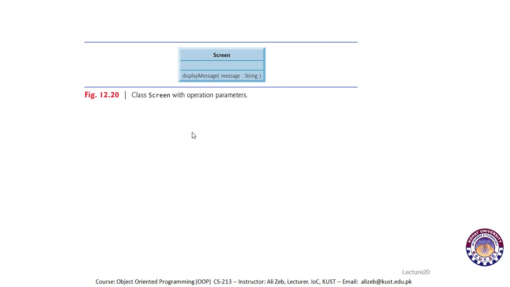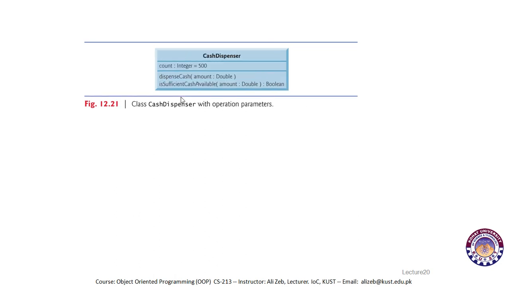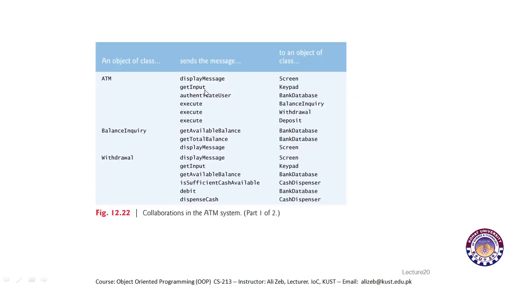The screen, for example: the display message operation of the screen should get a message that it needs to display on the screen. The method of the cash dispenser class should get the amount, let's say, that it needs to dispense to the user, and it needs to check, let's say, if the amount is available in the cash dispenser.